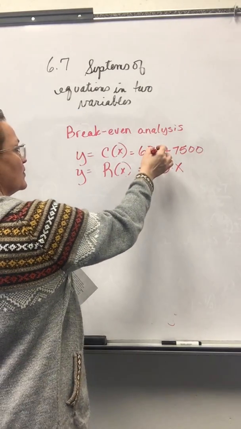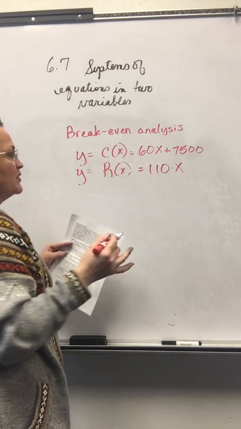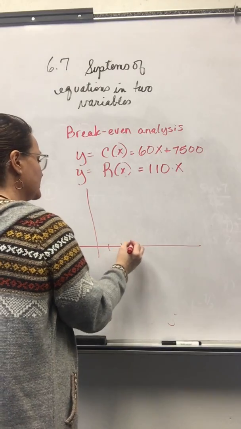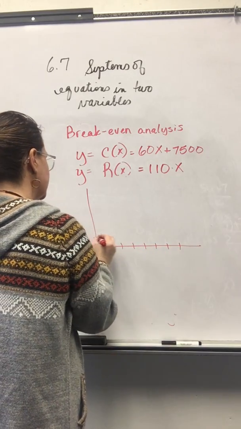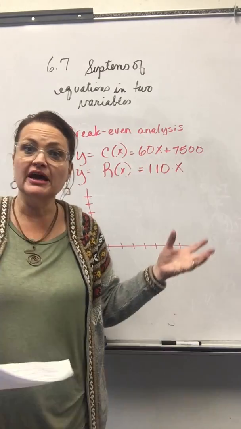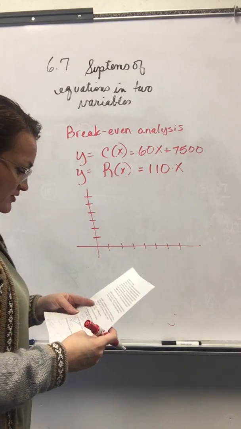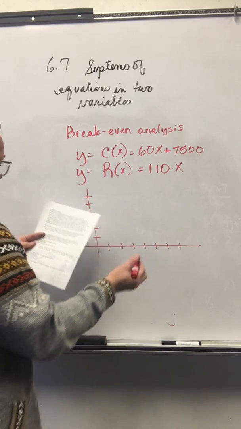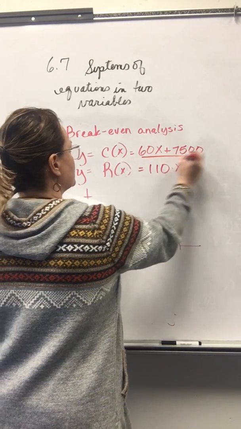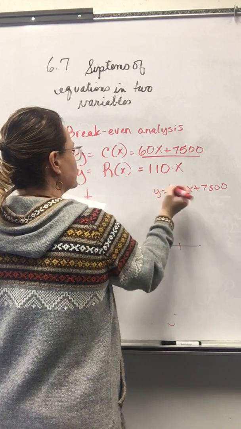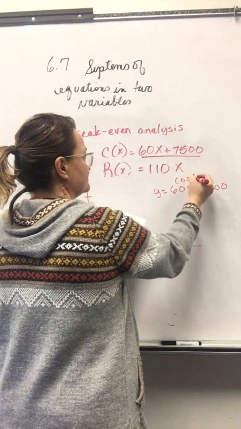So we want to know, when does this equal this? What makes both of those true? Now when we graph a real application, sometimes it doesn't make sense to count by ones in your graphing. These numbers are big, so it's going to be better to count by 50s or some bigger number. So we make a t-table for the first equation, 60x plus 7,500. Say y equals that. That's our cost equation.